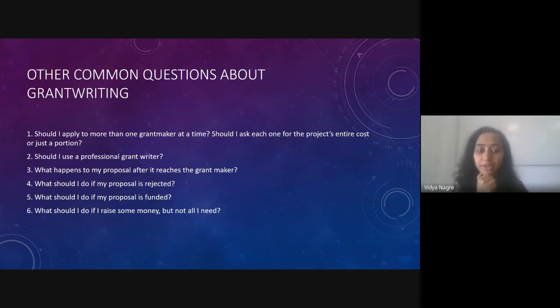Should I use a professional grant writer? Definitely you can go for it. Take help of a professional grant writer because they are experts in writing grants, but it is you who should be directly involved because you have a fair idea about your own research or your own project. So it is you who has to ultimately write it down. Take the professional grant writer as a helping hand, but you have to do the overall writing.